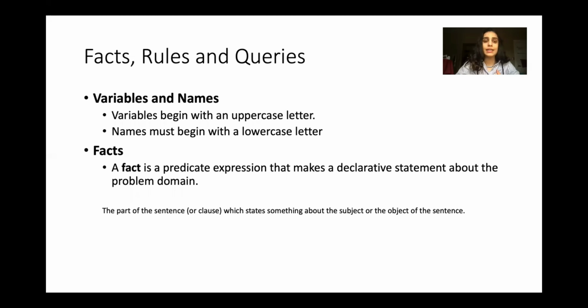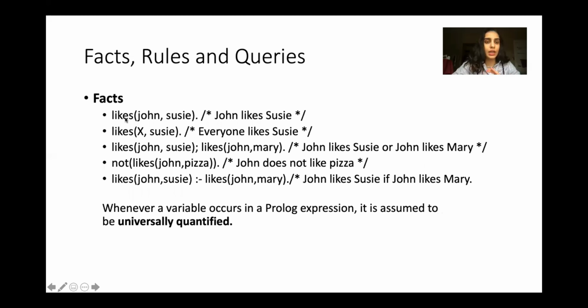Now, a fact is a predicate expression that makes a declarative statement about a problem domain, and this is how facts are used in Prolog. So if we say likes(john, susie), this means that John likes Susie. Variables are universally quantified in Prolog, which means that if we say likes(X, susie), it means that everyone likes Susie. Now, this notation means or in Prolog. So if we say John likes Susie or John likes Mary, that's what this sentence means.